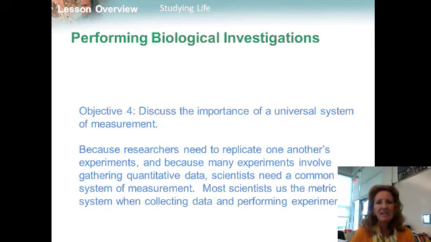Did you know, quick fact, that the definition of a meter, how they came up with the length of a meter, is the distance light travels in a vacuum in 1/299,792,458 of a second? There you go. Fun fact for you.